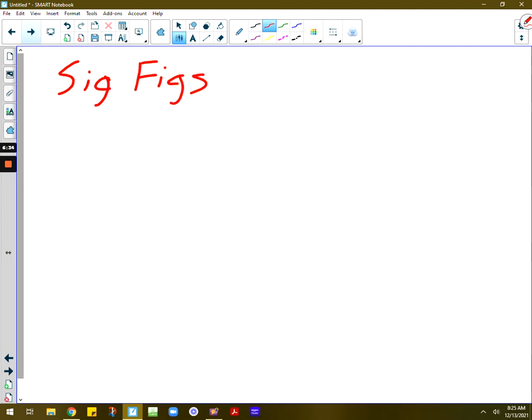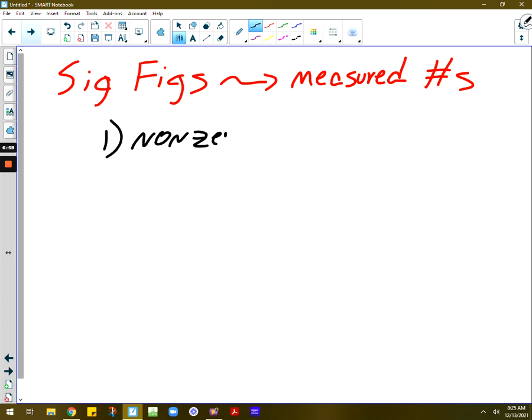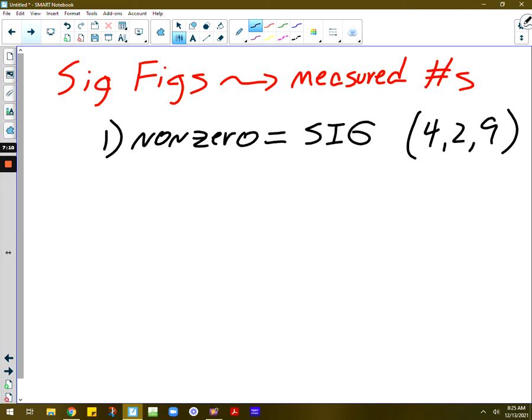Significant figures. Remember, significant figures are only important when you're talking about measured numbers. And it's a way to take some of the inaccuracy out of inaccurate measurements. The rules for sig figs, I think there's a total of 4 or 5 rules. First rule, if it's a non-zero, then it's significant. Anything like a 4, a 2, a 9, anything that's not a 0 is considered a significant figure. All the other rules have to do with zeros.